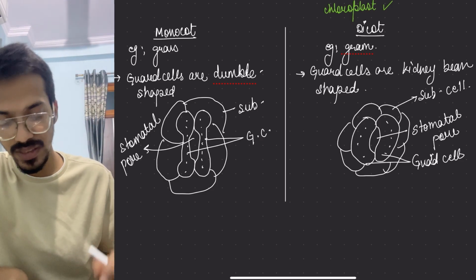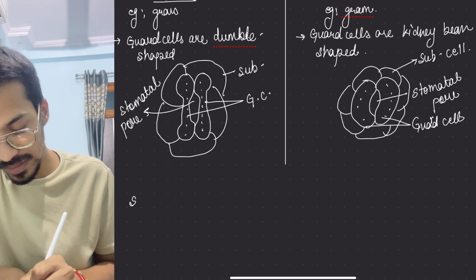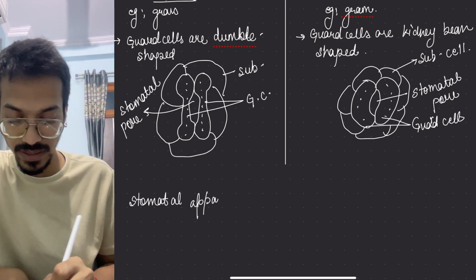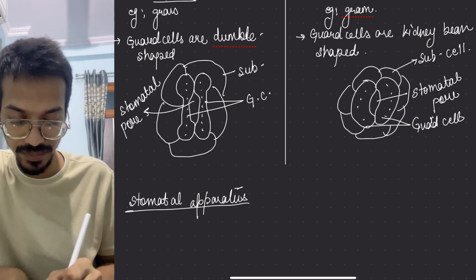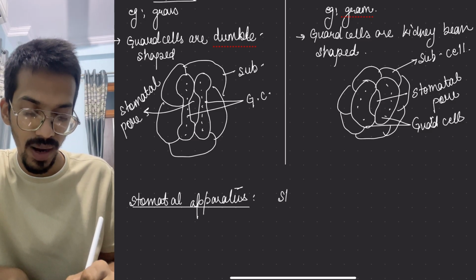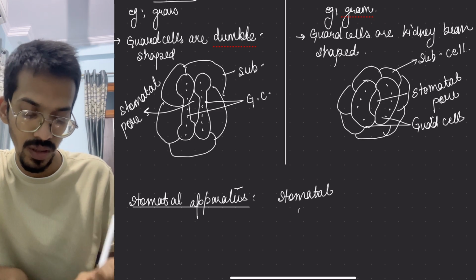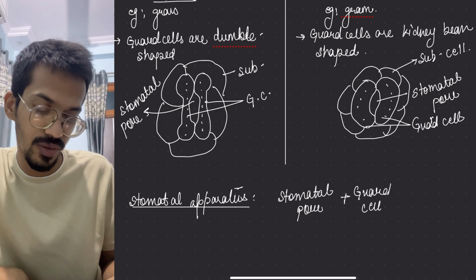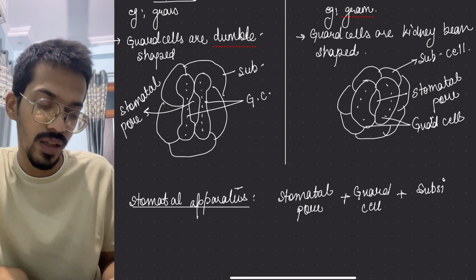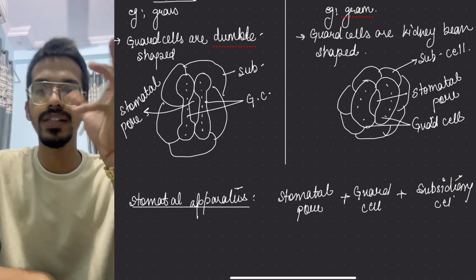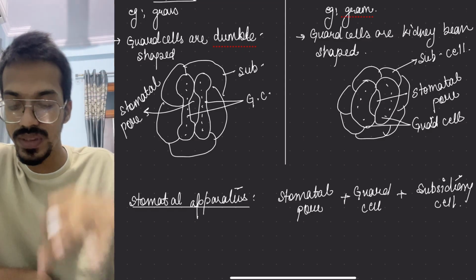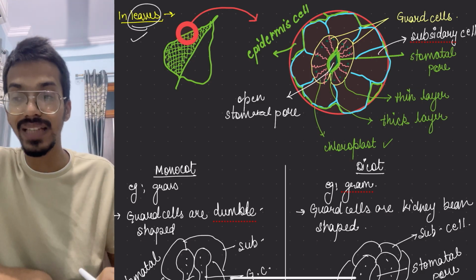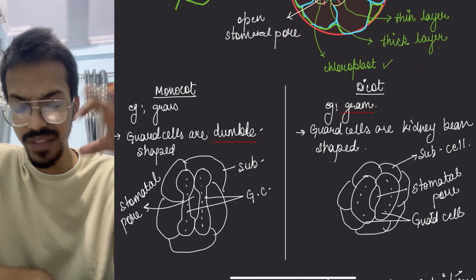Now the next thing is, if someone asks what is the stomatal apparatus. Stomatal apparatus is the complex which comprises of this. So it consists of stomatal pore plus guard cells plus subsidiary cells. All this forms the stomatal apparatus, the complete stomatal part. This you will see in the leaves only.